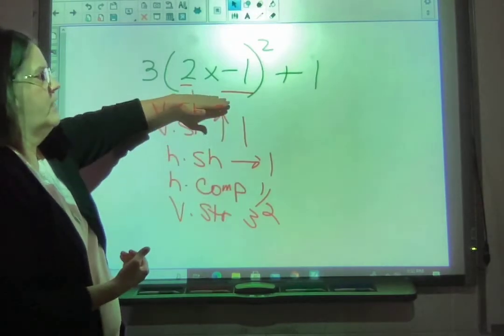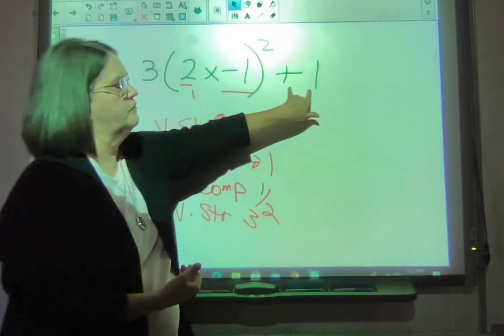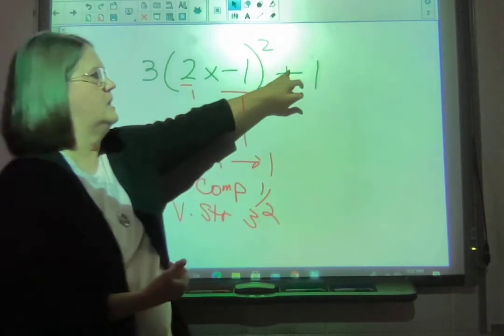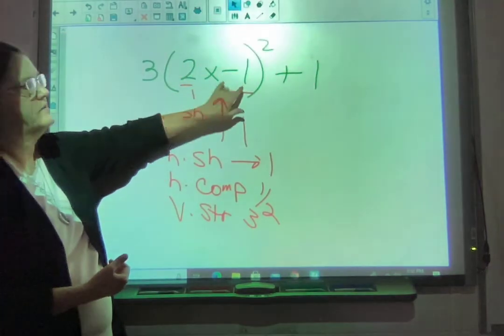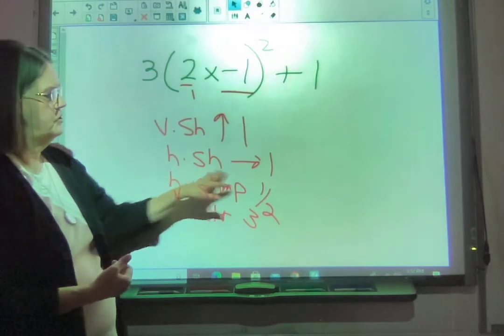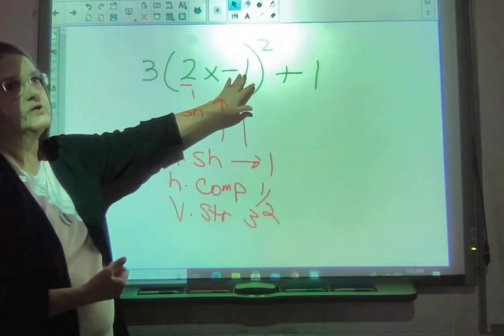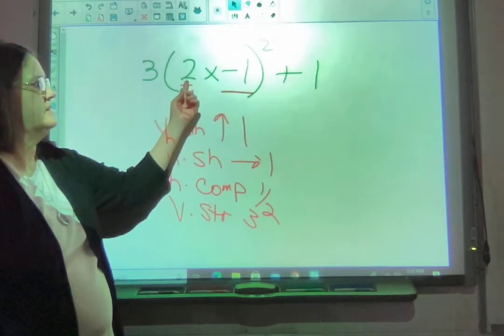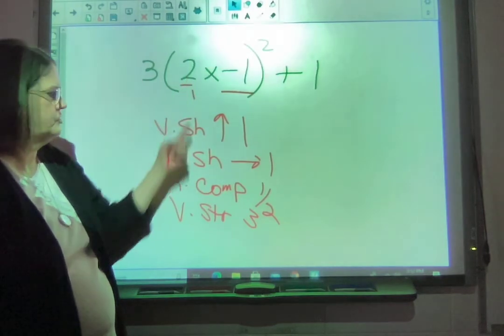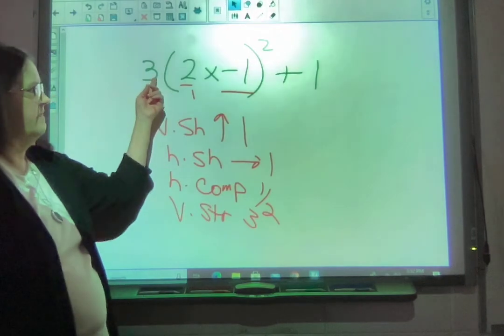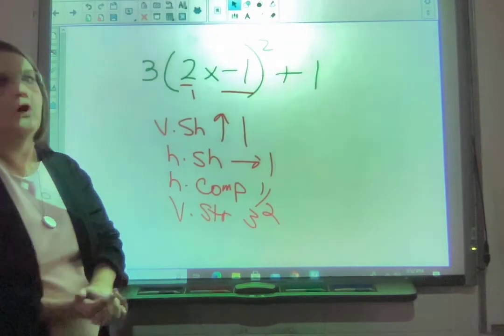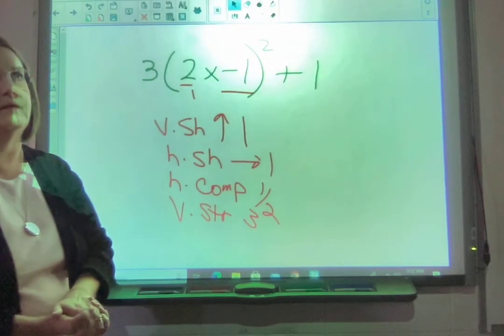This is a quadratic. This over here is your vertical shift and it goes up because it's a plus sign. Inside the parentheses is horizontal. This goes to the right 1. Remember, horizontal does the opposite of what our mind thinks it ought to. This is not a stretch because it's inside. It's a compression of 1/2, and that's a vertical stretch of 3. Remember, our vertical movement is out of the parentheses.